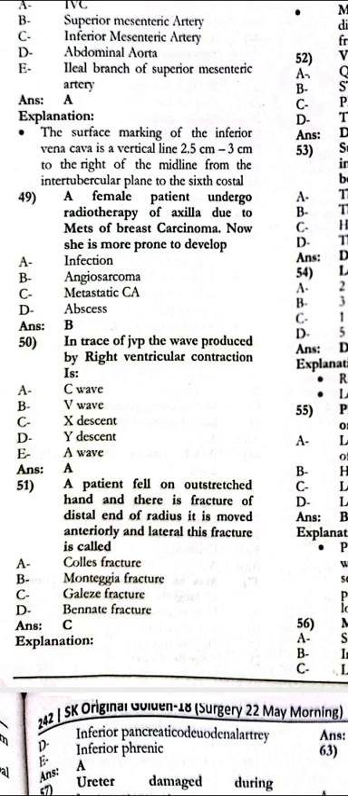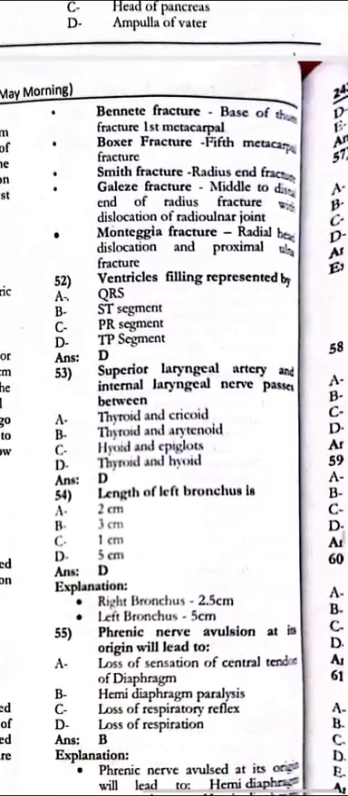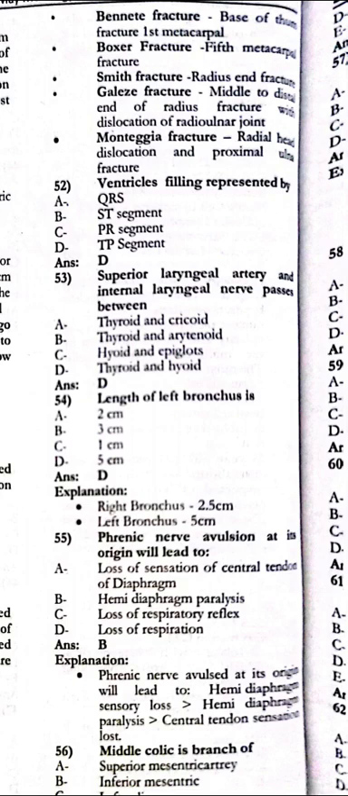The patient fell on an outstretched hand and there is a fracture of the distal end of the radius. It is moved ventrally and laterally. This fracture is called Galeazzi's fracture. Next, ventricular filling is represented by the TP segment.